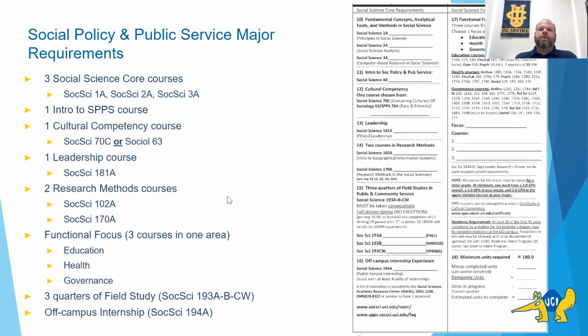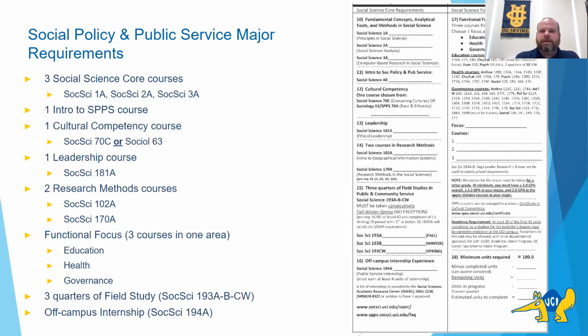Okay, so major requirements. What we're getting into here is more specific courses that are required for the major in social policy and public service. And if you see on the right-hand side, that's what we call a degree check, a copy of a degree check, and it's blank right now. But you're going to get something later in the summer that has courses on it and things maybe that you've received credit for previously. But this just basically shows you what the requirements are for the major.